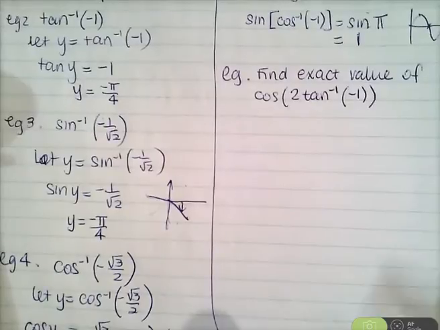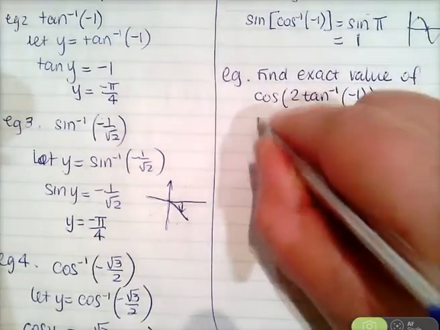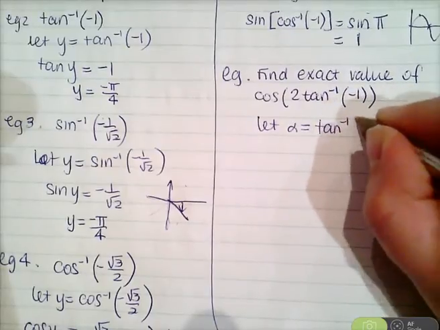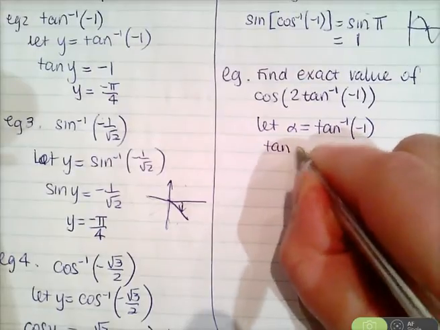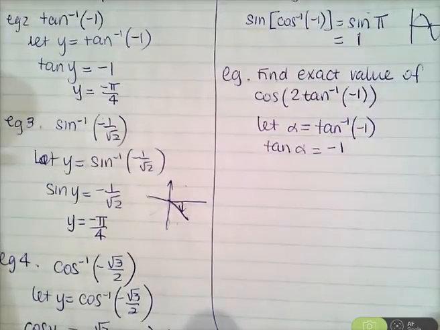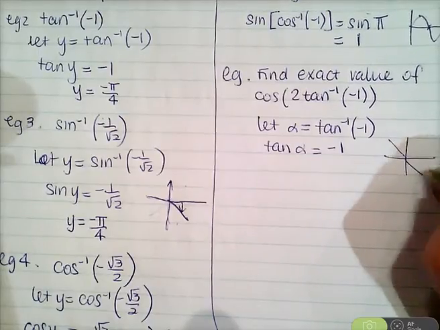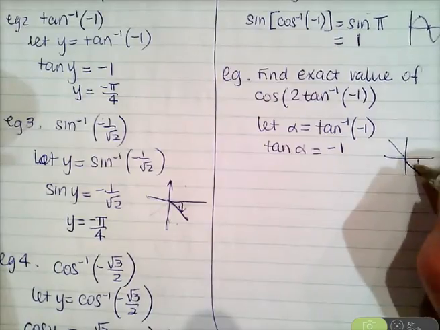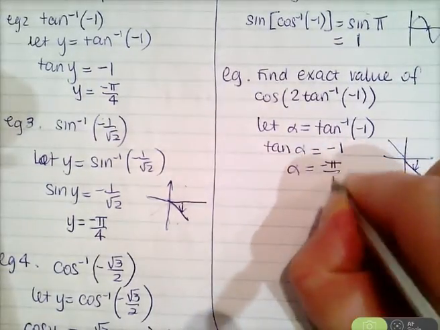We'll find the exact value of the cos of 2 tan to the minus 1 of negative 1. Now let's just let alpha equal tan to the minus 1 of negative 1. So therefore tan of alpha equals negative 1. Now we know tan is negative in quadrants 2 and 4. We know that tan of 45 is 1. But because we've got a restricted range of negative pi on 2 through to pi on 2, we have to take the quadrant 4 result. So therefore alpha will be negative pi on 4.